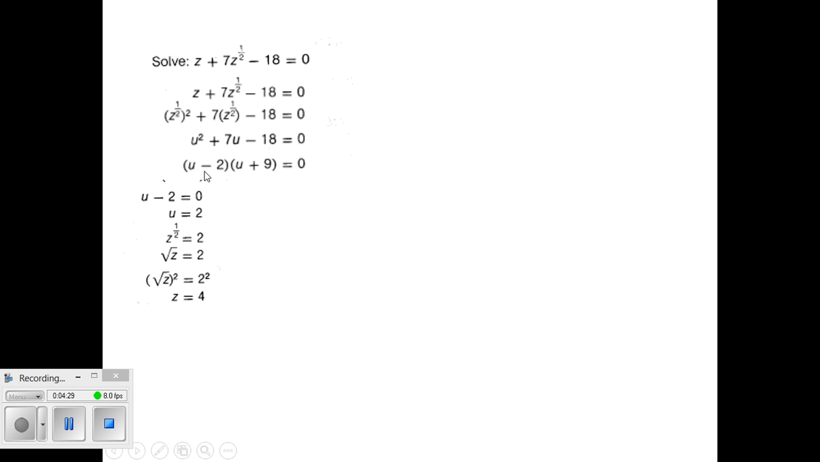u minus 2, u equals 2, but it is z to the 1/2 that is the actual value of u. So then we have radical z equals 2. Squaring both sides, we get z equals 4. Okay, on this front, we have u equaling negative 9, and then replacing u with z to the 1/2, we're coming down to the square root of z equals negative 9. Squaring both sides, okay, we get z equals 81.